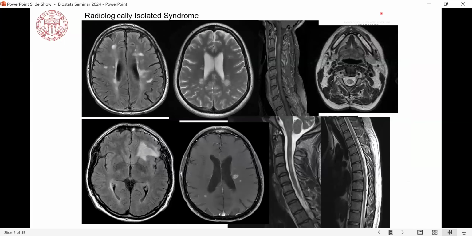So this is an example of radiologically isolated syndrome. By our naked eye, we can see it. It's just those white spots, the hyperintense white spots in the MRI image.